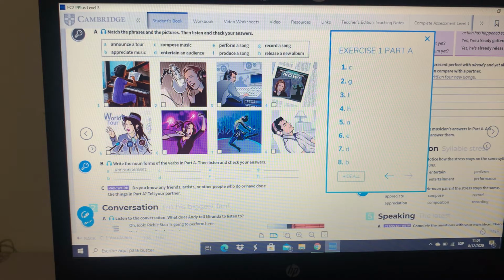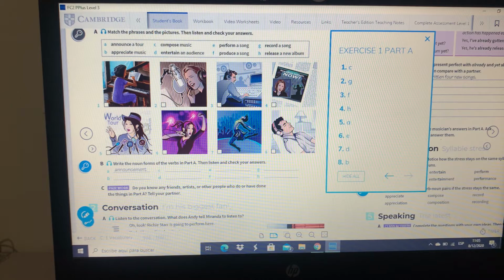They go to a studio and they record. 3 is F, so it's produce. They are using computers and technology in order to produce the song. 4 is going to be H, release the new album. So here you can see it by internet or in an announcement or ad or something like that. Number 5 is going to be announce a tour. So she is giving information about the tour.